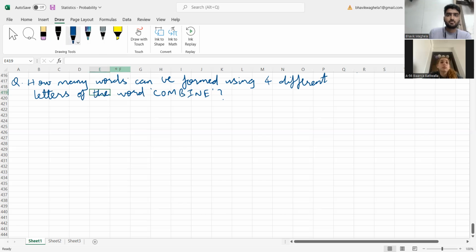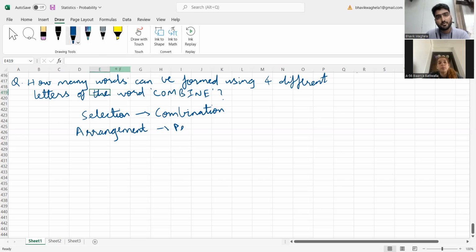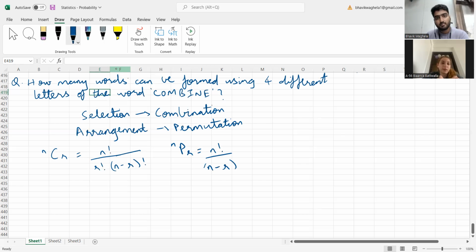What was the trick which I gave you in the last lecture? If the problem involves selection, then it's combination. Where the problem involves arrangement, it's permutation. I hope you remember the formulas for nCr and nPr. What is nCr? nCr is n factorial upon r factorial into n minus r whole factorial. And what is nPr? It is n factorial upon n minus r whole factorial.